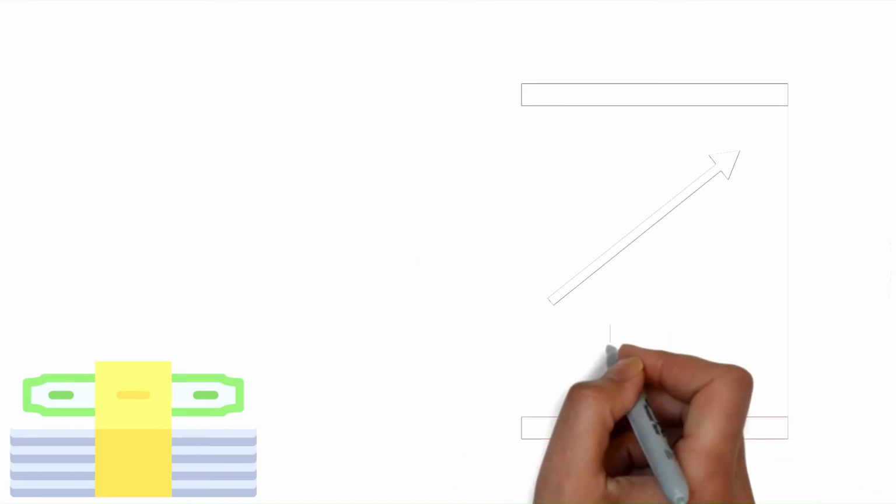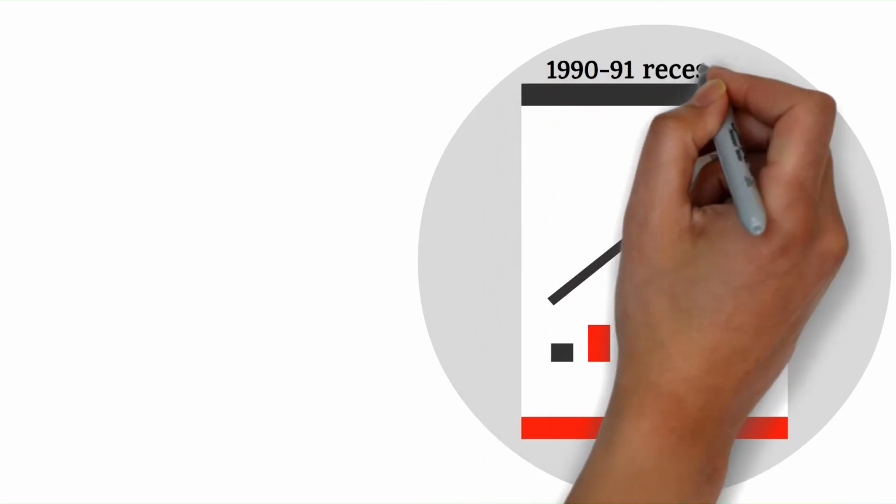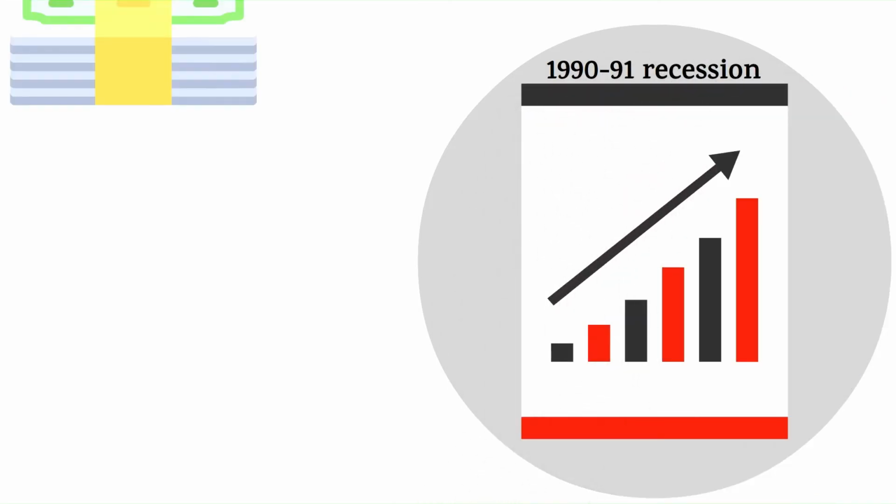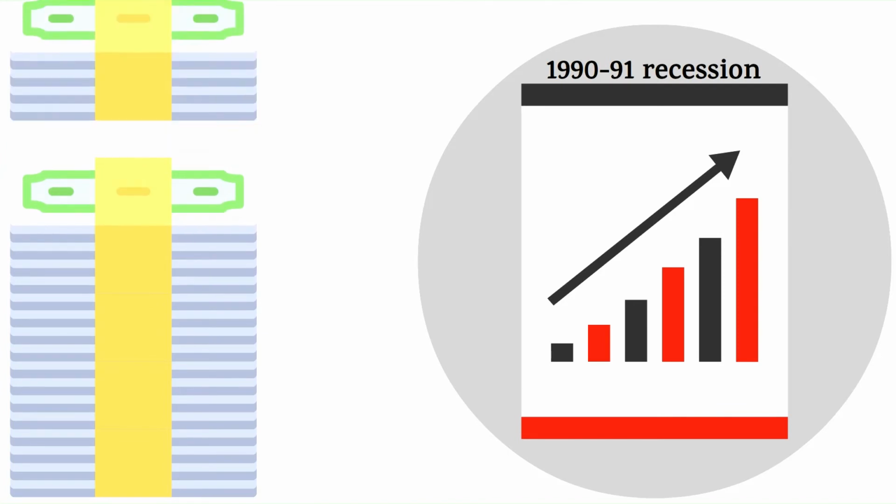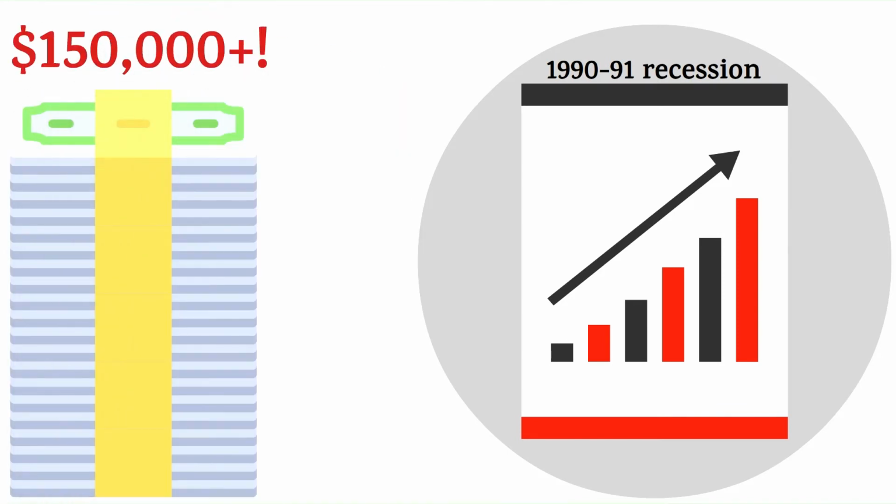Let me simplify it for you with an example. If you'd invested $10,000 in a normal S&P 500 index fund during the worst possible time, during the 1990-91 recession, your investment would still be worth more than $150,000 today, providing dividends were reinvested along the way.